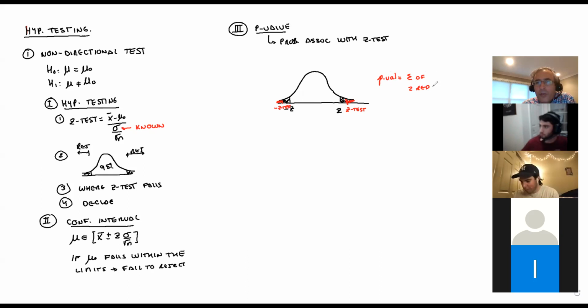Do you agree with me? Guys, do you see that? Now, what do you think is the rule? If my p-value... remember this one here is going to be alpha over two, the black side is going to be alpha over two. So if I sum these two areas, I have alpha. How should this relation be in order to reject H0?